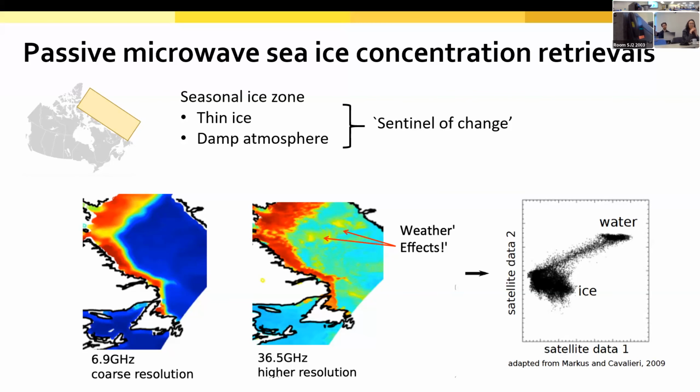We looked at this seasonal ice zone off the east coast of Canada, which has fairly thin ice in a damp atmosphere. It's what I think of as a sentinel of future change, in terms of what we could see in the Arctic in the future as the ice gets thinner.